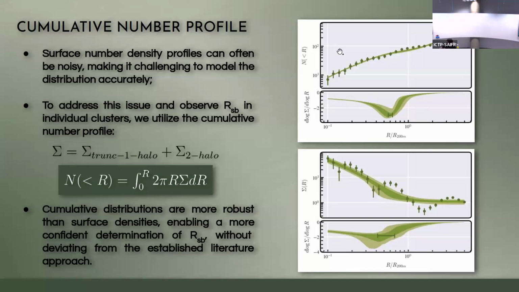So this is a real cluster, I use just this example. Modeling the cumulative profile and the number density profile, you can see the difference in the splashback definition.